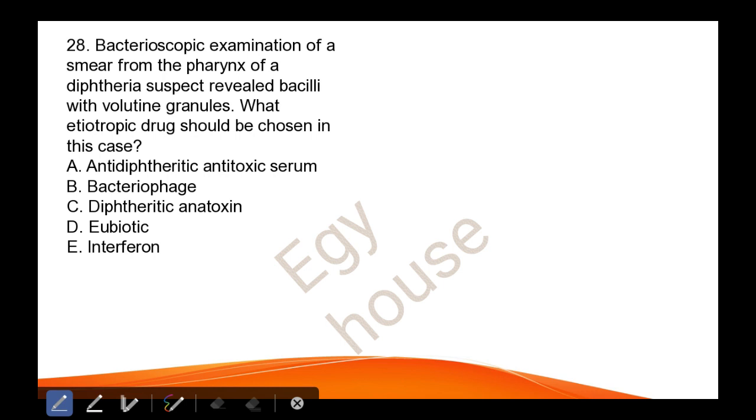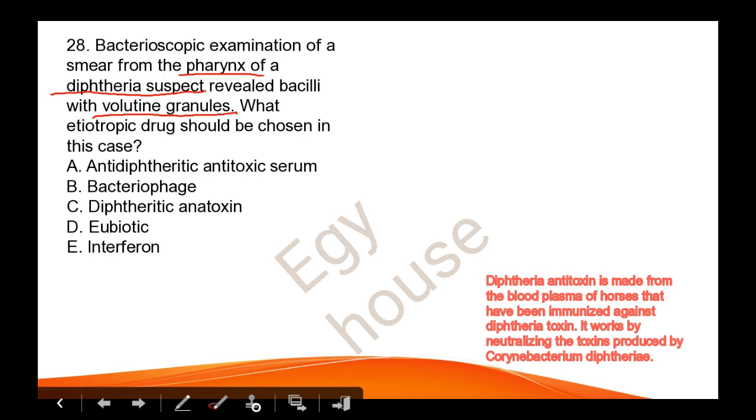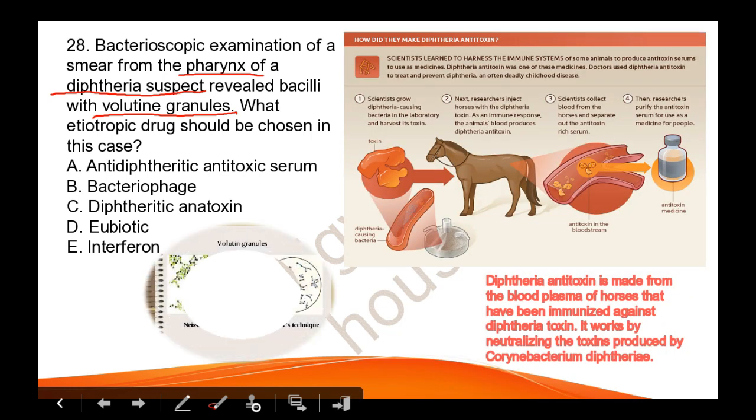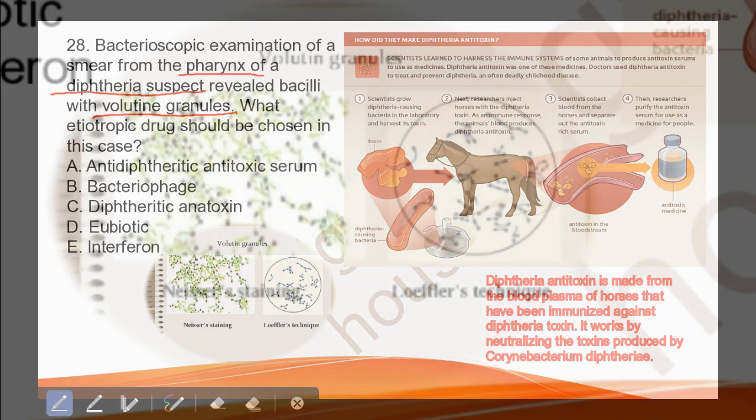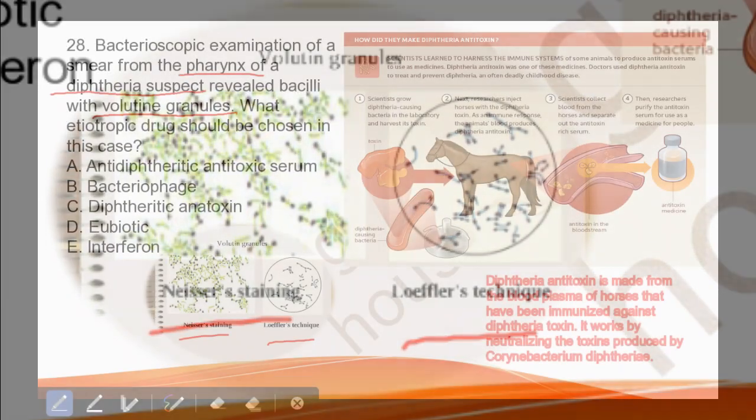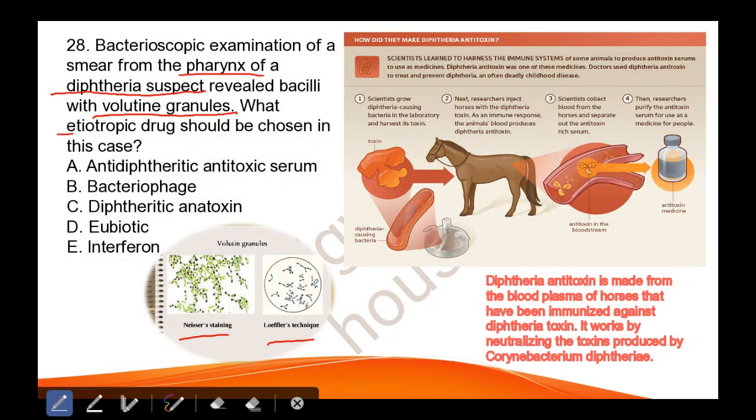So here we took a smear from the pharynx of a suspect of diphtheria, and we revealed volutin granules. I want to show you here volutin granules. Here are the volutin granules in different staining. And the etiologic drug that we should use against diphtheria is anti-diphtheric antitoxin serum.